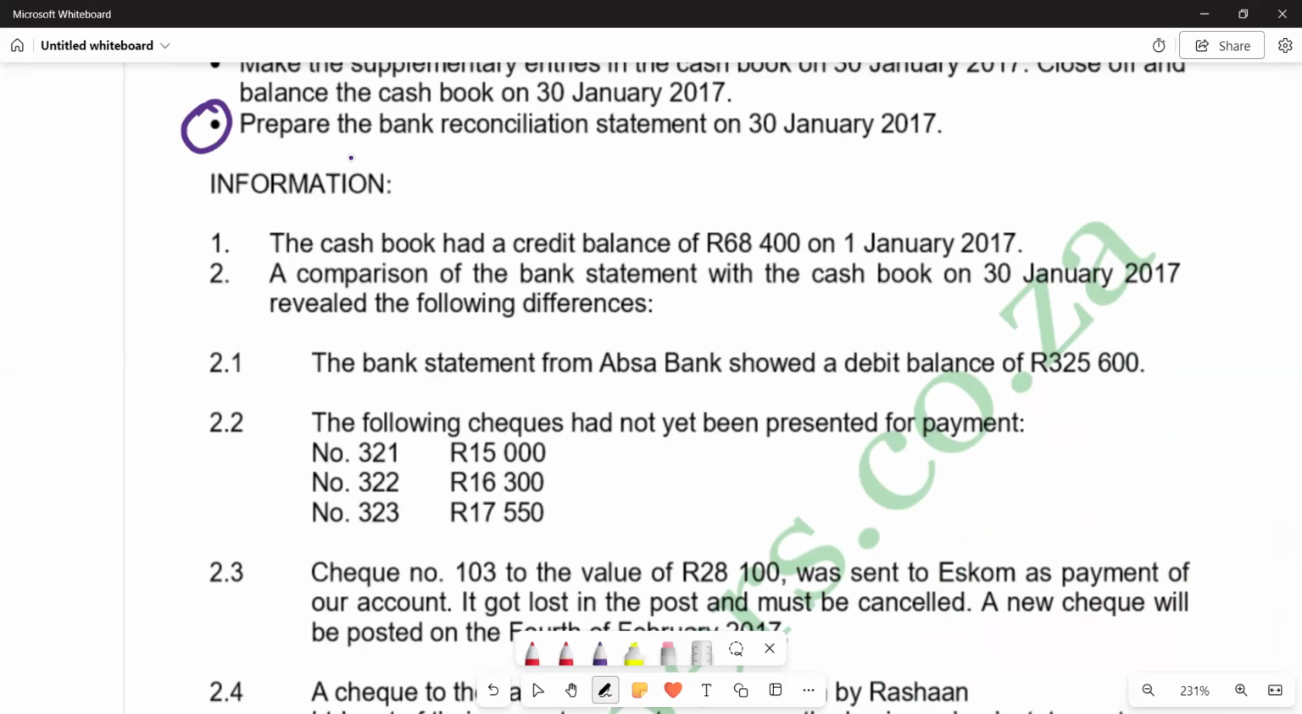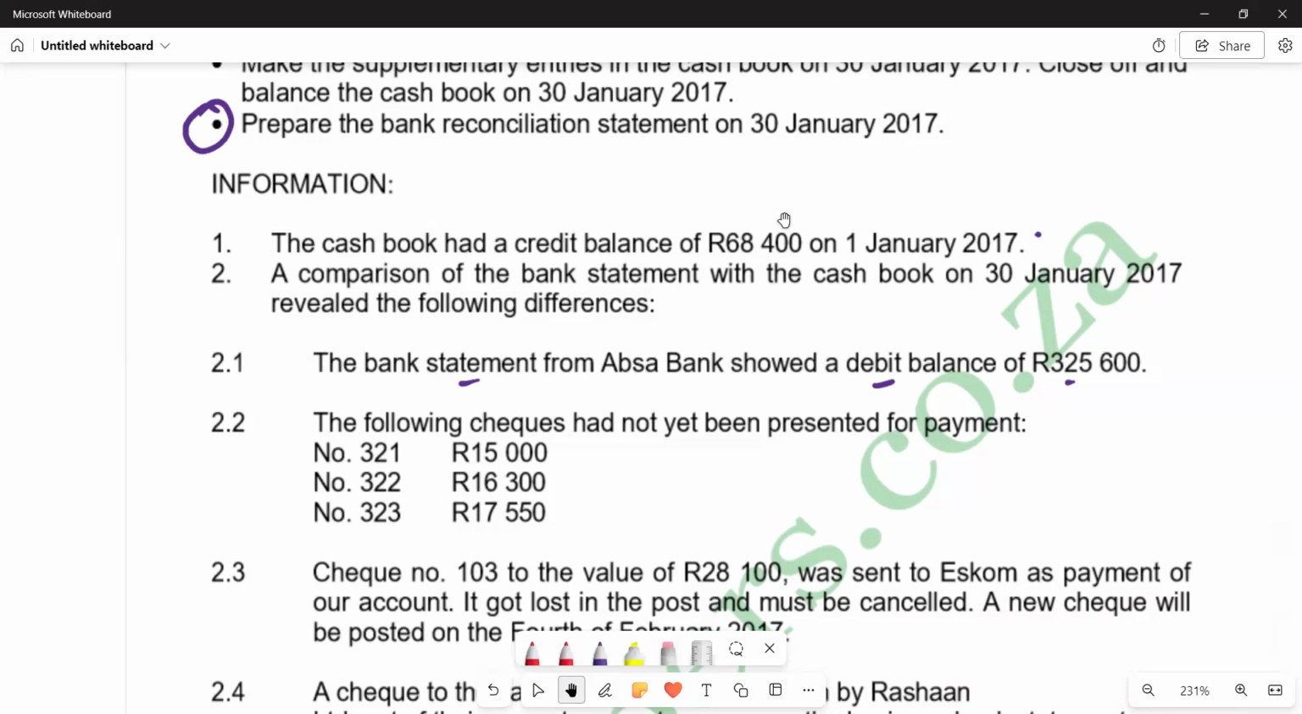If you go to information 1, it reads that the cash book had a credit balance of 68,400 rand on 1 January 2017, which is not applicable. Then part 2, a comparison of the bank statement and the cash book on 30 June 2017 revealed the following differences. Then 2.1, we are given that the bank statement from Absa Bank showed a debit balance of 325,600. So basically, this is our opening balance for the bank reconciliation statement, whereby we are taking the opening balance of the bank statement. Remember, it's a debit balance on the bank statement, so we're going to start again with a debit balance on the bank reconciliation statement of 325,600.